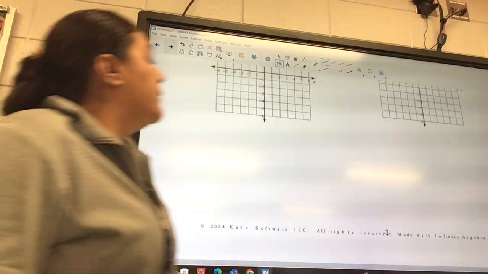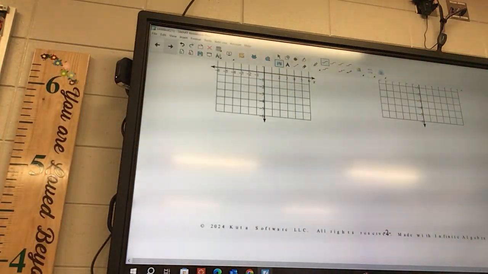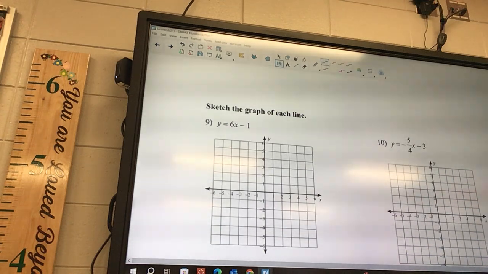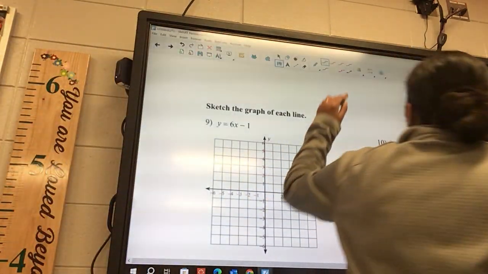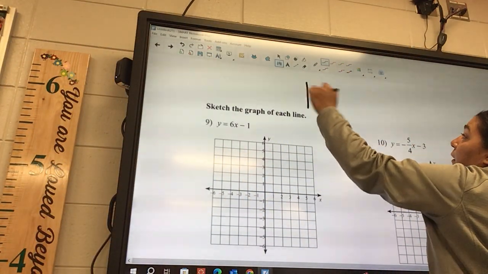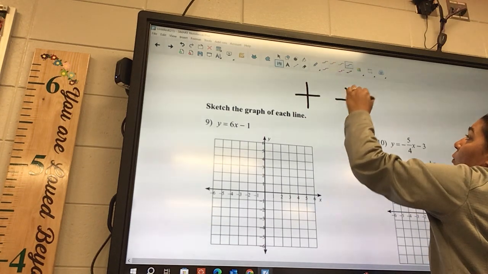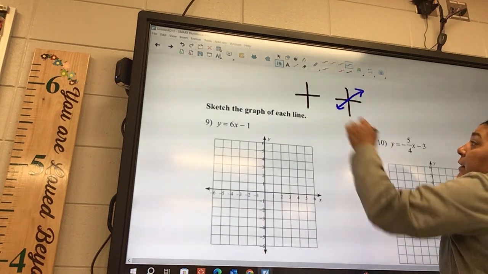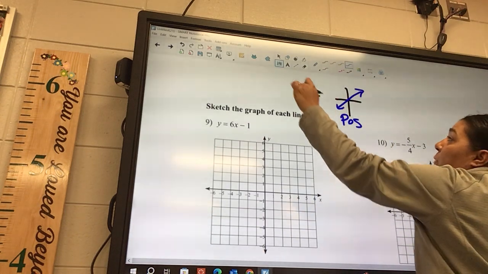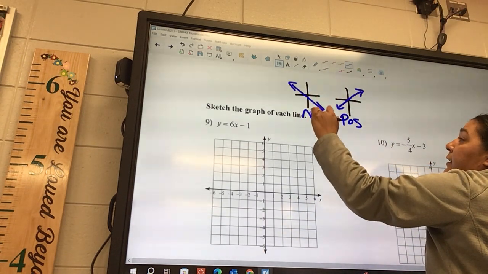Okay, flip the page, and then the rest is new, okay? So, on all these, it says sketch the graph of the line. So, when we're graphing, the first thing, and we've already talked about it, but there are 2 types of graphs. One where it's going up this way, is that positive or negative? That is going to be a positive graph. And one that is going up this way, and that is a negative graph.